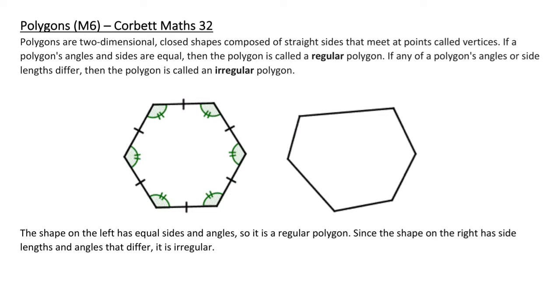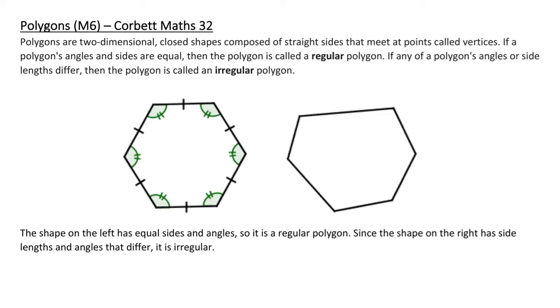In this video we're going to look at polygons. Polygons are two-dimensional closed shapes composed of straight sides that meet at points called vertices. So this hexagon has 6 vertices and it would have 6 edges, which are the straight line parts.